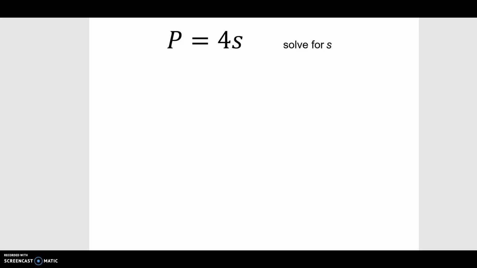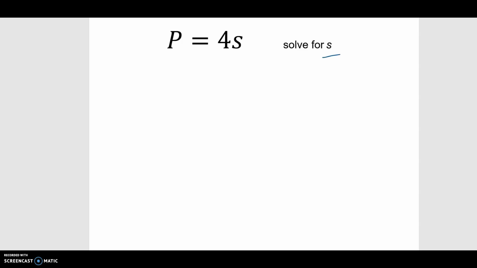Now we're going to look at our literal equations. Literal equations are when you have formulas and things like that, where you have a bunch of different variables in there. So we're going to specifically solve for one certain variable, and it will give you which variable you're looking for. In this case, we are solving for s.